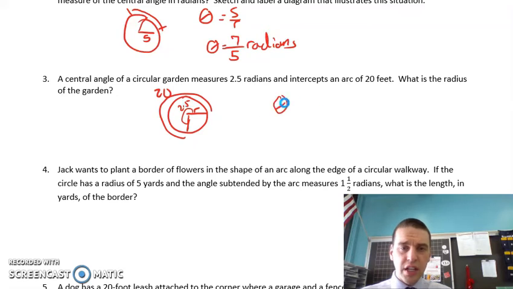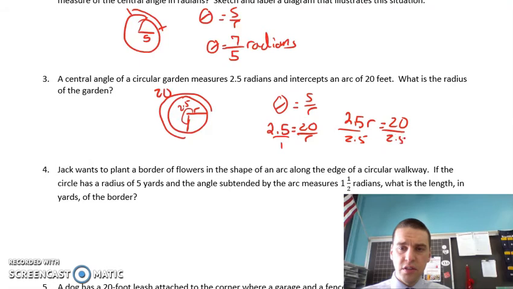So we know theta equals, again, arc length over radius. 2.5 equals 20 over r. And in this case, we'll cross multiply. So we're going to get 2.5 r equals 20. Divide by 2.5. And so r is going to equal 8 feet. And so that's how we're going to have to look at these.